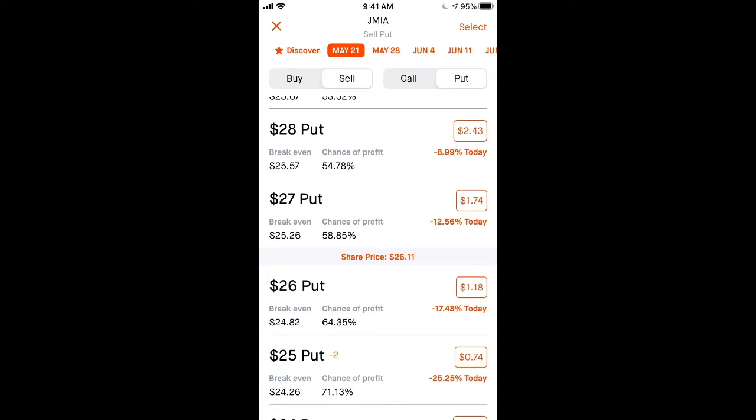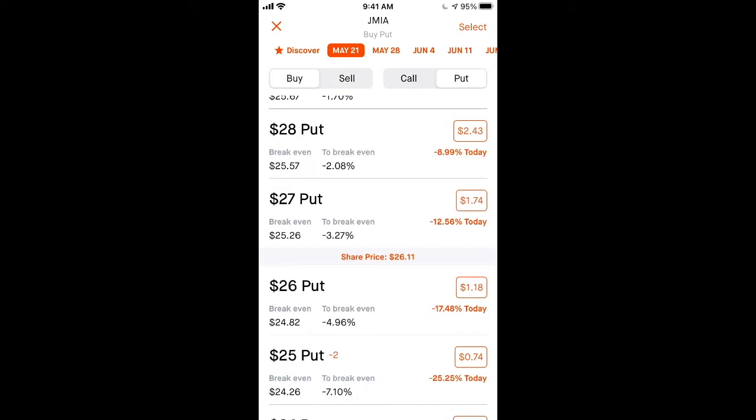this one that says 27 puts. Basically, what that means is that you are willing to buy the shares at $27. If the shares go down to 27, you're willing to buy it. Okay? And keep an eye on the very top here, the buy and sell section. When you're trying to do the real strategy, that's when you go to sell.